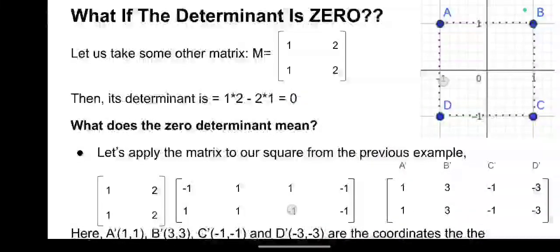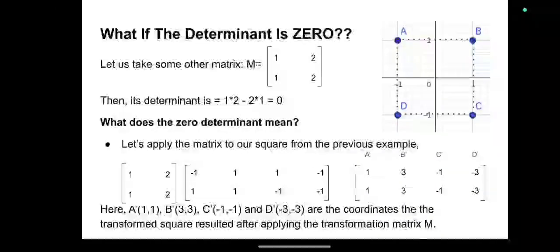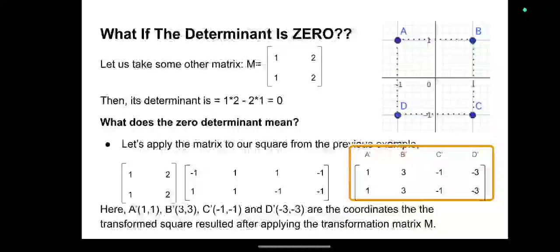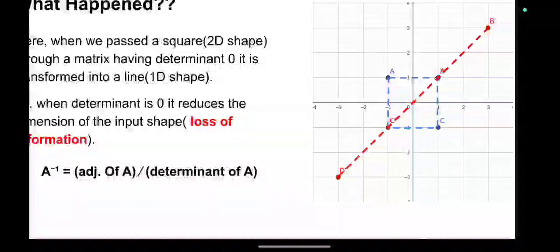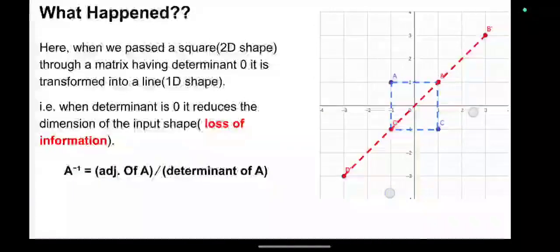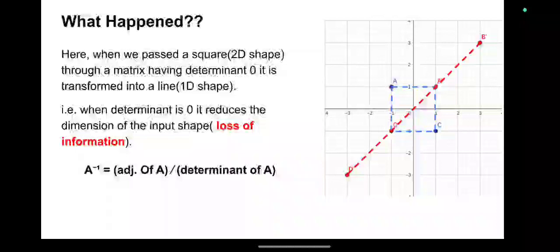So what does the zero determinant mean? To find out, let's apply the given matrix to our original square. Our output is transformed to the points A' 1 comma 1, B' 3 comma 3, C' minus 1 comma minus 1, and D' minus 3 comma minus 3. Now let's see what has happened here. If you see the graph, A, B, C, D is our original square in blue color, and in red color you can see the output has been transformed into a line.